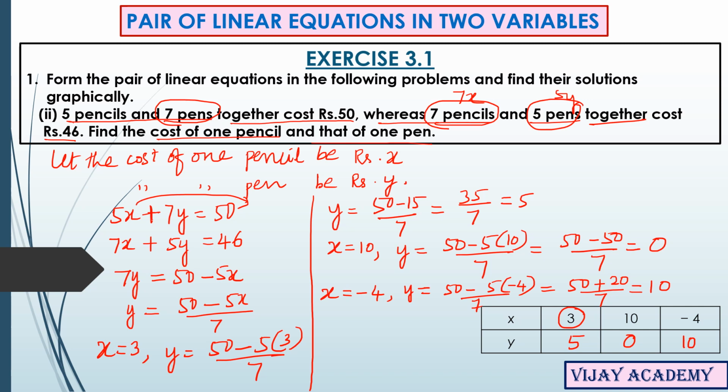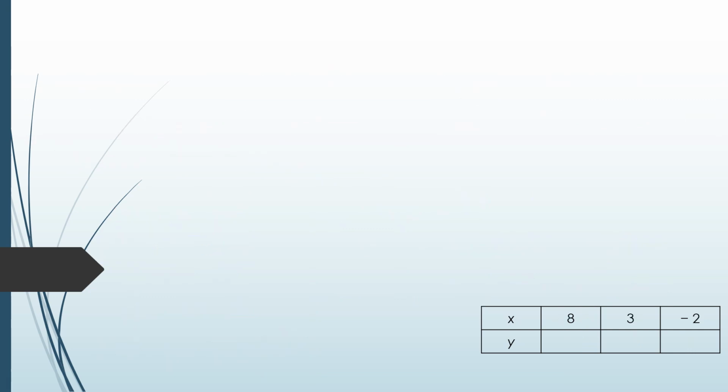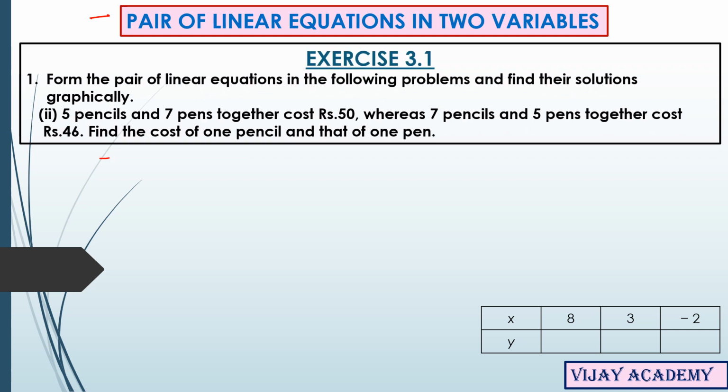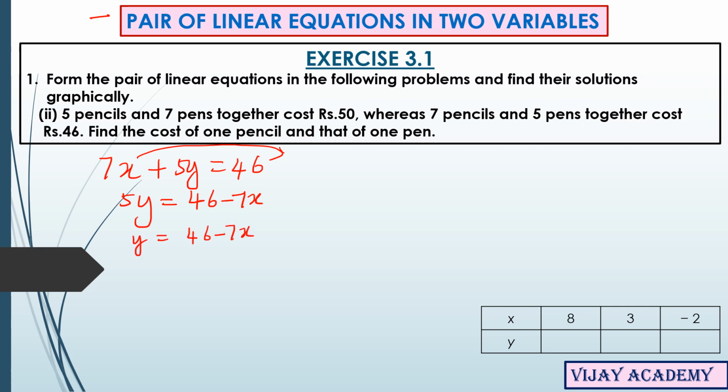Now let's move on to the second equation. The second equation is 7X plus 5Y equals to 46. So now let us write the equation for Y. So transpose 7X to RHS. So we get 5Y equals to 46 minus 7X, and then Y equals to (46 minus 7X) divided by 5.